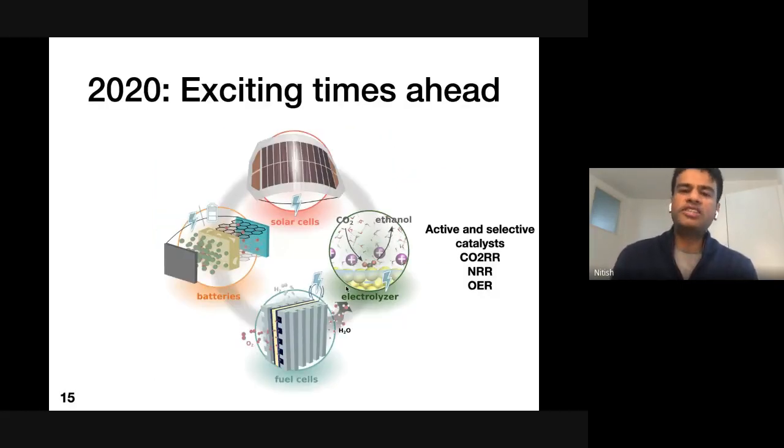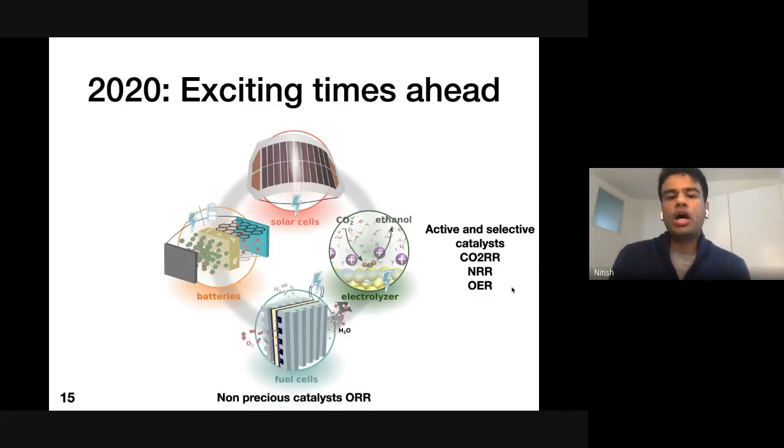And so personally, I feel like being a computational researcher, especially in the area of catalysis, there's a lot of exciting things you can do, and it's definitely exciting times ahead. So this summarizes my interests specifically, and some of the areas that I think are very challenging. For instance, looking at very active and selective catalysts for CO2 reduction, nitrogen reduction, and oxygen evolution. These are challenges that we would definitely like to solve if we want to move to sustainable energy solutions.